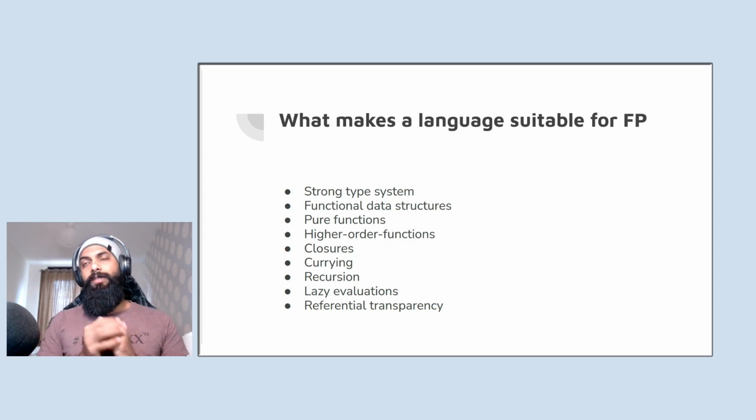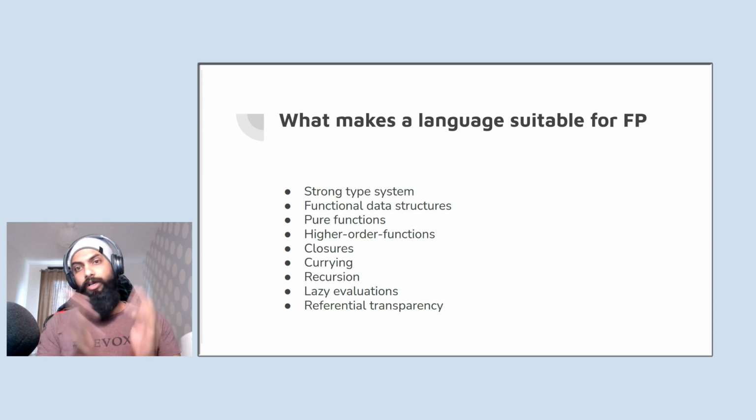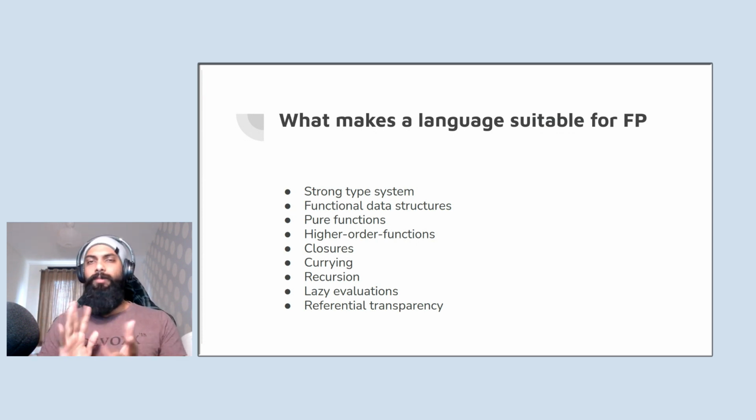Based on that, there are certain things that make a language a functional style language, or even a functional language. If it conforms to all of that, then it's probably a pure functional language. If it can do these things in some way, then it's a functional style language. Basically you need a strong type system, functional data structures, and so on. So we'll look into each of these.